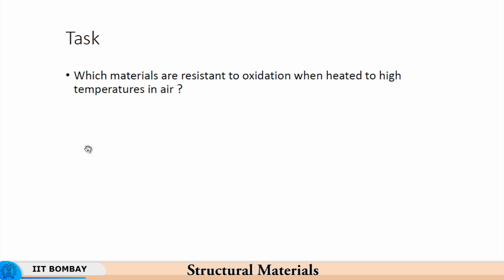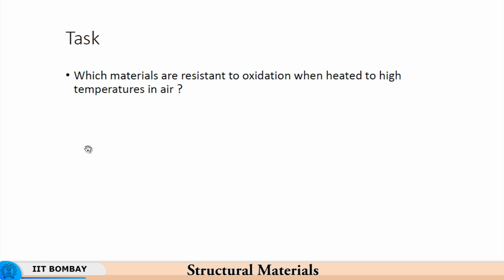Now you can perform another task where you can find out materials which are resistant to oxidation when heated to high temperatures in air. So this also becomes another temperature capability, because these materials will tell you which metal is resistant to rusting. For example, stainless steels are made for withstanding high temperatures and not getting rusted, right? So there are many more materials. Stainless steel is a specific design composition of steel, but there would be many more materials which are resistant to oxidation.